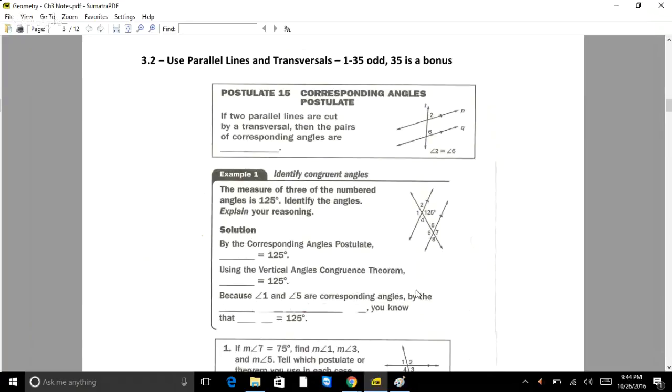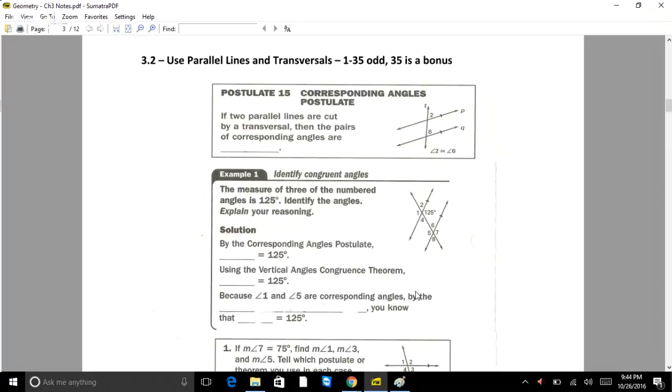I just wanted to remind everybody that on Monday we talked about angle relationships. So in 3.1, we talked about 4 main angle relationships. And basically 3.2 now gives us a postulate and 3 theorems that deal with that. So let me explain what that means.